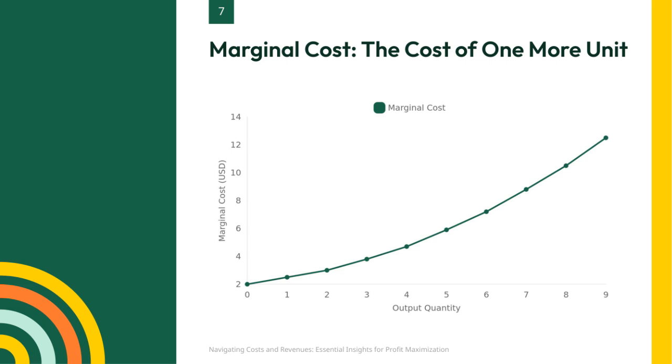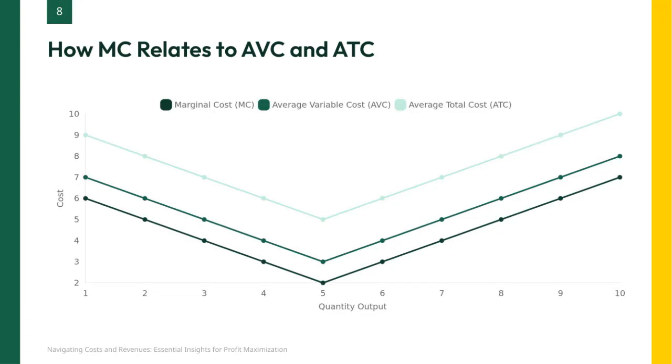Understanding this concept is crucial for making informed decisions about the optimal level of production to maximize profitability. Here we see the relationship between marginal cost, average variable cost, and average total cost as output quantity changes. The marginal cost curve initially declines, reaching its lowest point around quantity 5, and then starts to rise. This behavior reflects the law of diminishing returns.